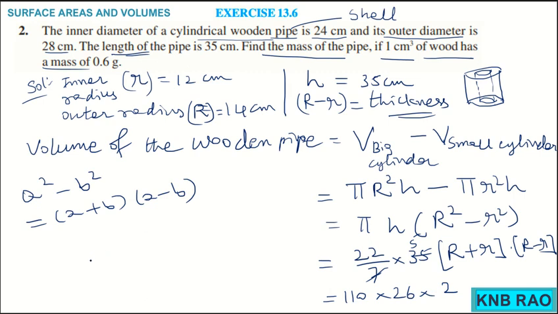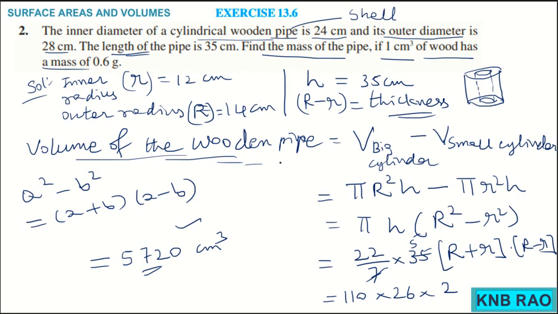Now you know how to do cancellations, products, multiplications. Here if you multiply, you will get this as 5720 centimeter cube as a volume. Okay, volume of the wooden pipe.